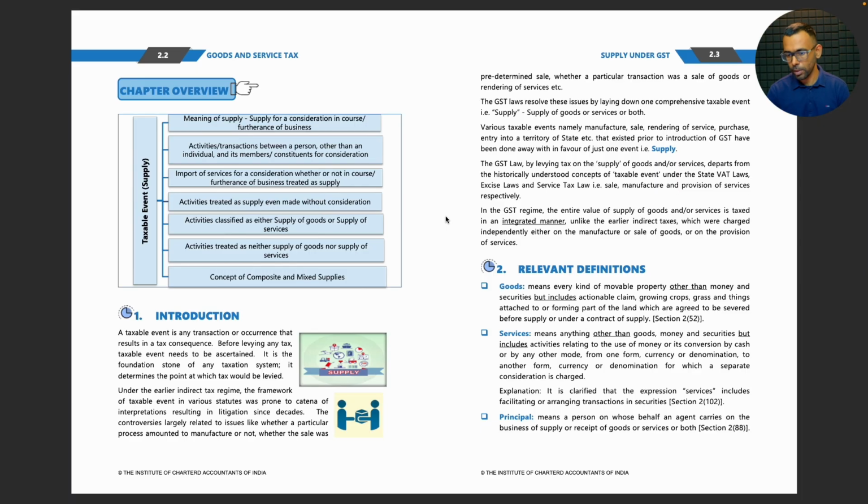Let's go to relevant definitions. Okay, first one is goods. Again, now I am able to recollect what happened yesterday. We saw a wide array of definitions.